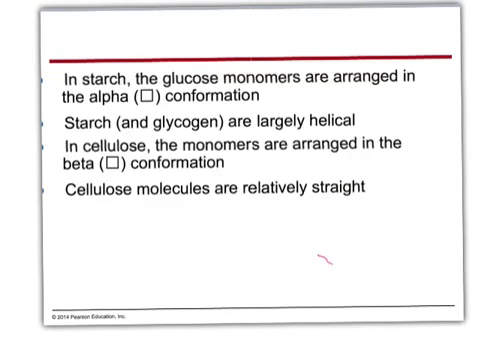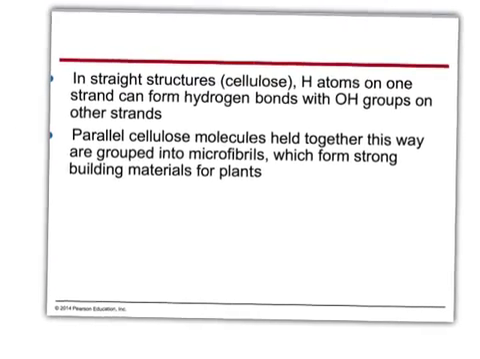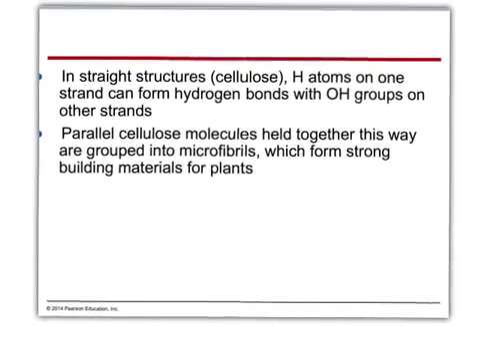Because of that, starch is largely helical in shape, while cellulose is relatively straight. The straight nature of cellulose allows for hydrogen bonding between glucose molecules and allows for strength and support. So you have the hydrogen atoms of one strand, and your parallel cellulose molecules are held together this way. They're grouped into what we call microfibrils, and that gives you the building material of plants.